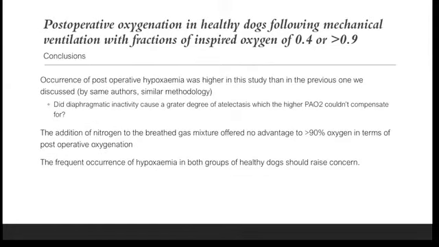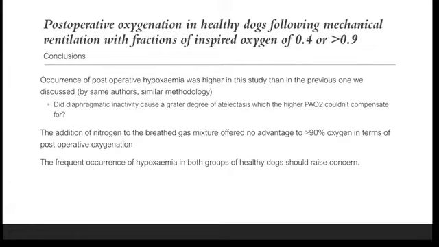So their conclusions: their occurrence of post-operative hypoxemia was higher in this study than in the one that they previously conducted with similar methodology. And that was why they chose to do this study, because they thought that the diaphragmatic inactivity might cause a greater degree of atelectasis, which the high oxygen fraction couldn't compensate for. I think they just maybe didn't have enough numbers to find significance in this study, even if it would have been significant to refute their hypothesis.